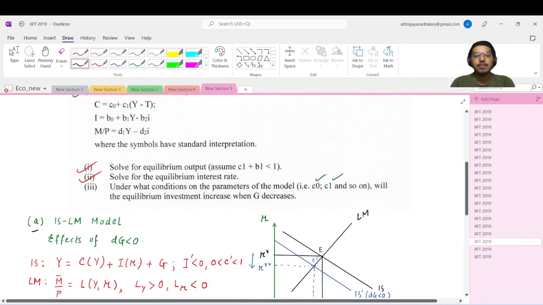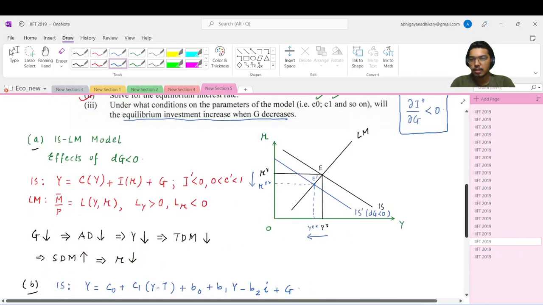What I am more interested in is part C. We are basically told to find some condition on the parameters of the model so that the equilibrium investment will increase when G decreases. That means we need a condition such that del I star by del G is negative. As G decreases, investment should rise, that means the inverse relation. We need to find what condition on the parameters will ensure this.